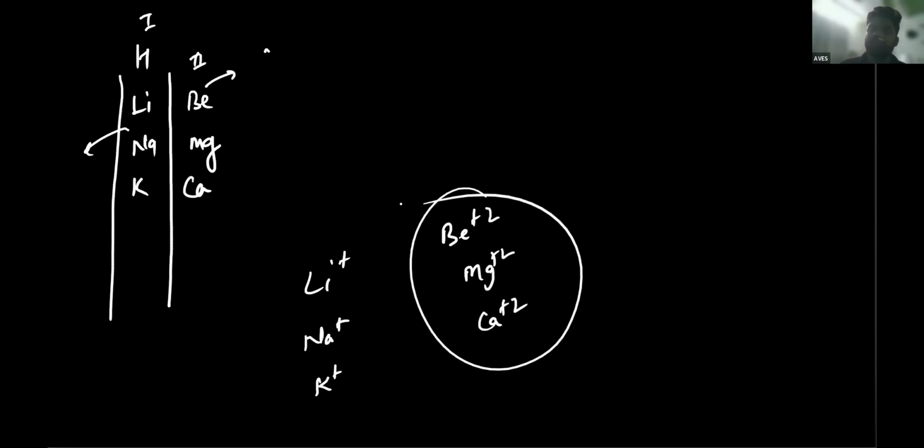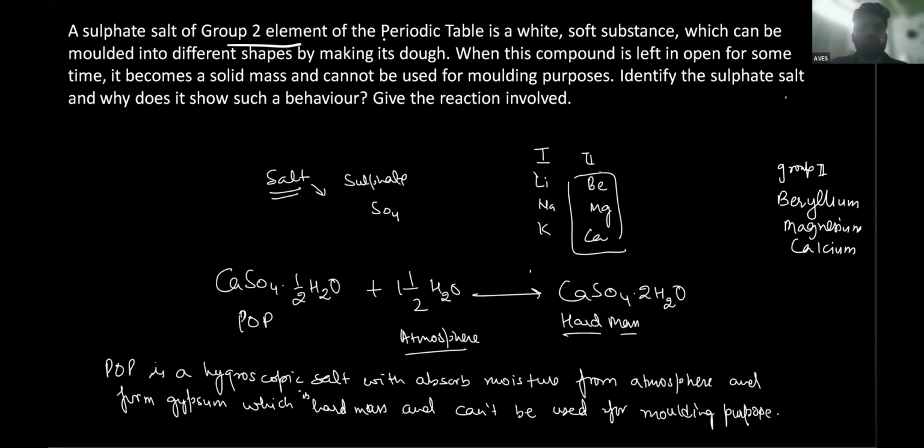If the question says a sulfate salt with group 2, it can be barium sulfate, magnesium sulfate, or calcium sulfate. Okay, got it?